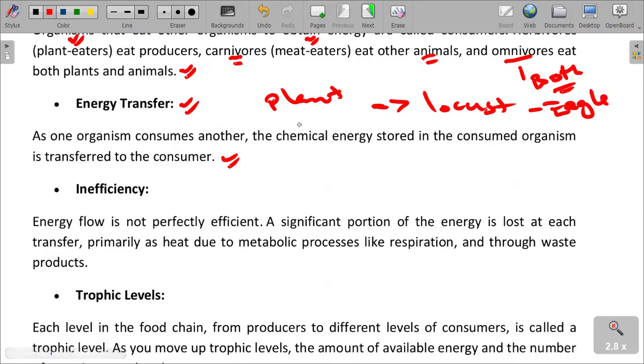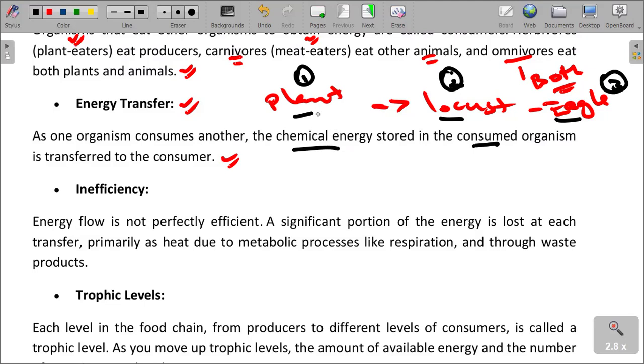So what happens is that when one organism is eaten, the energy that is in this plant... we are saying when plants or organisms are interrelating to each other, one, two, and then three, there is energy transfer there, which is chemical energy stored in the consumed organism. That is the plant being eaten by the locust, and then the locust being eaten by the eagle.